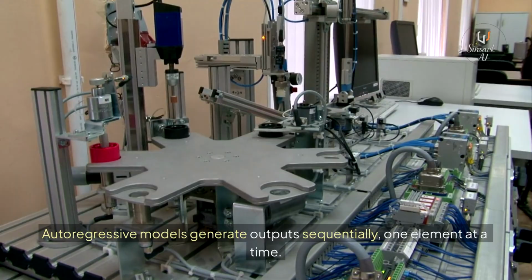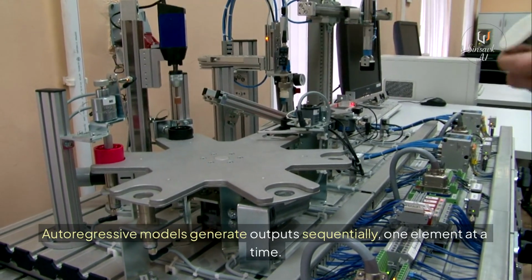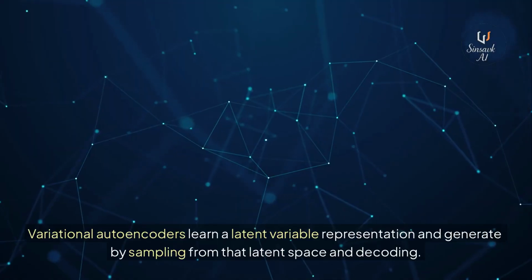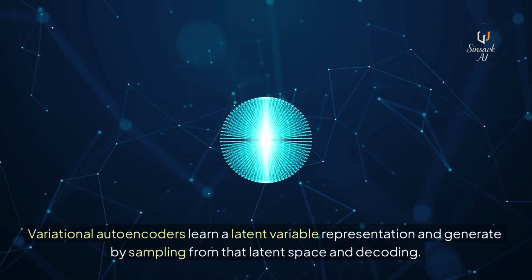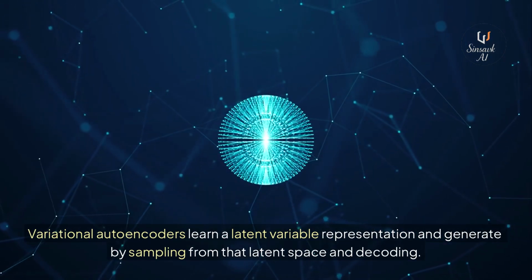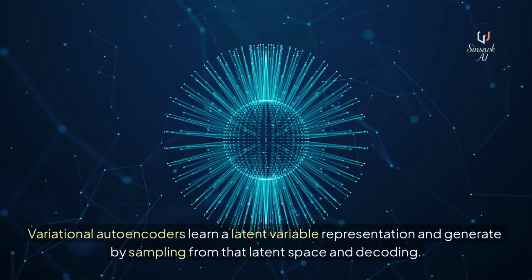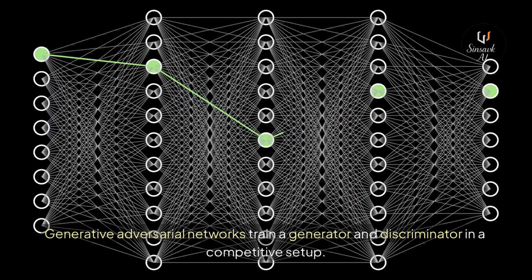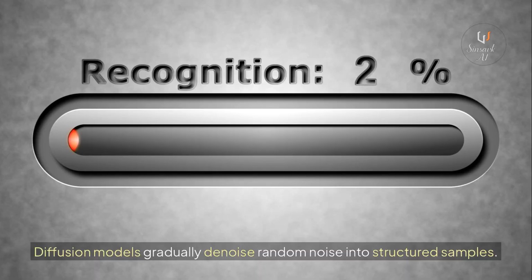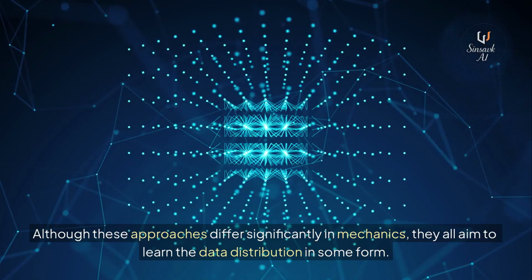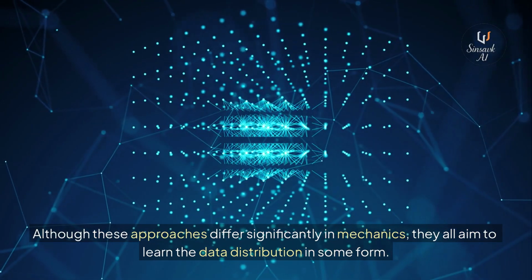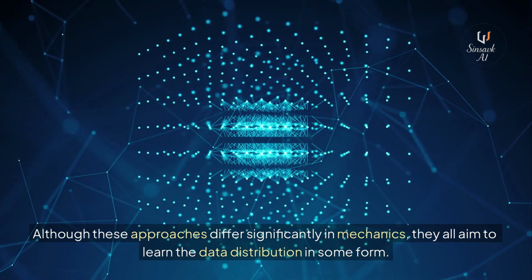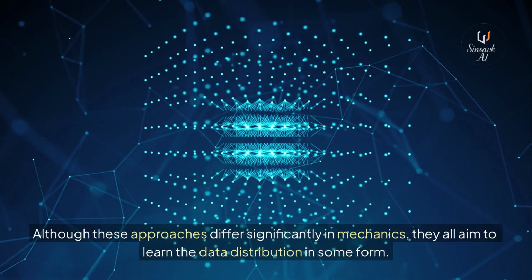Autoregressive models generate output sequentially, one element at a time. Variational autoencoders learn a latent variable representation and generate by sampling from that latent space and decoding. Generative adversarial networks train a generator and discriminator in a competitive setup. Diffusion models gradually denoise random noise into structured samples. Although these approaches differ significantly in mechanics, they all aim to learn the data distribution in some form.